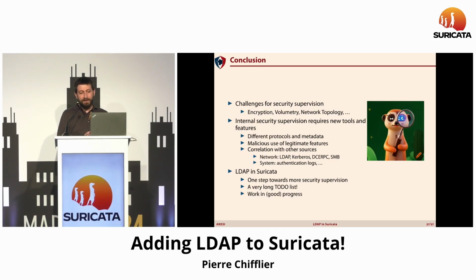So again, what is difficult in this kind of detection is that it's malicious use of legitimate features. So it's a different kind of detection. I believe a simple rule is not really enough to detect easily an attacker. But still, we can do many things. We can detect stuff, and with that, improve the security a lot. So yeah, this is LDAP in Suricata.